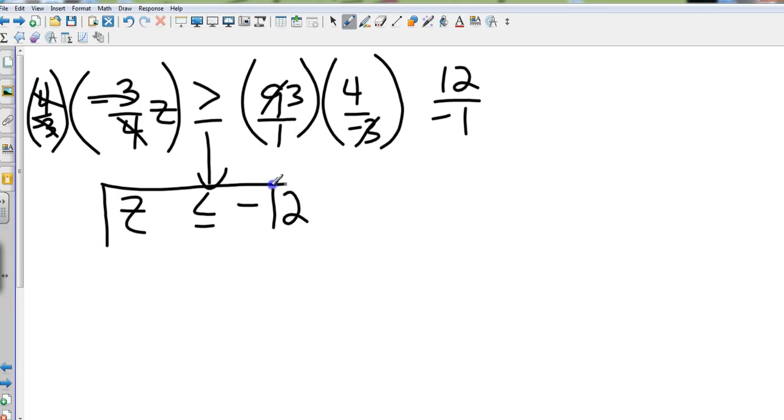Again, it doesn't matter what the answer is. It doesn't matter that the answer is negative. It matters that I multiplied by a negative to flip that sign. So that is Chapter 2, Section 3, Solving Inequalities with Multiplication and Division.